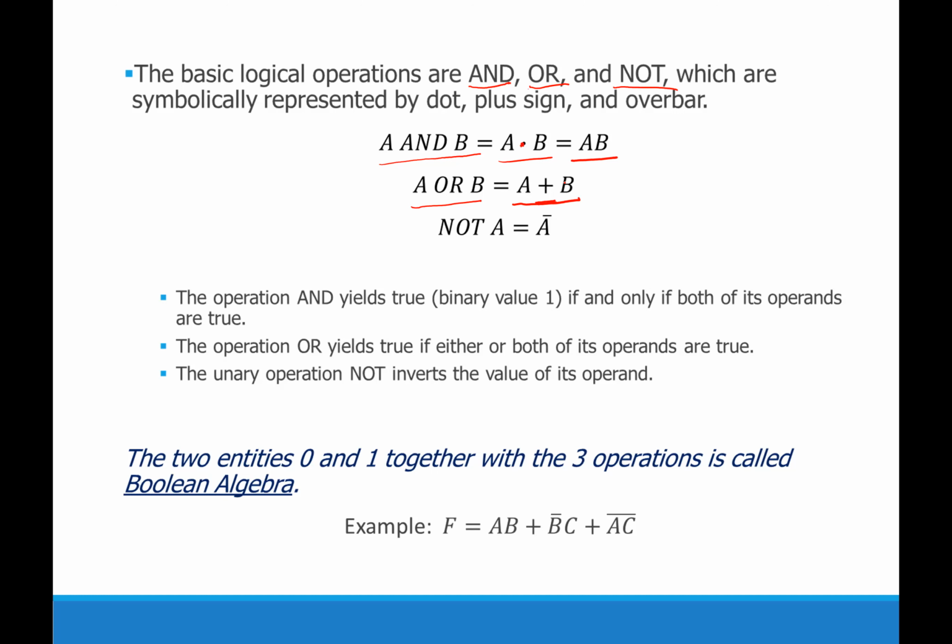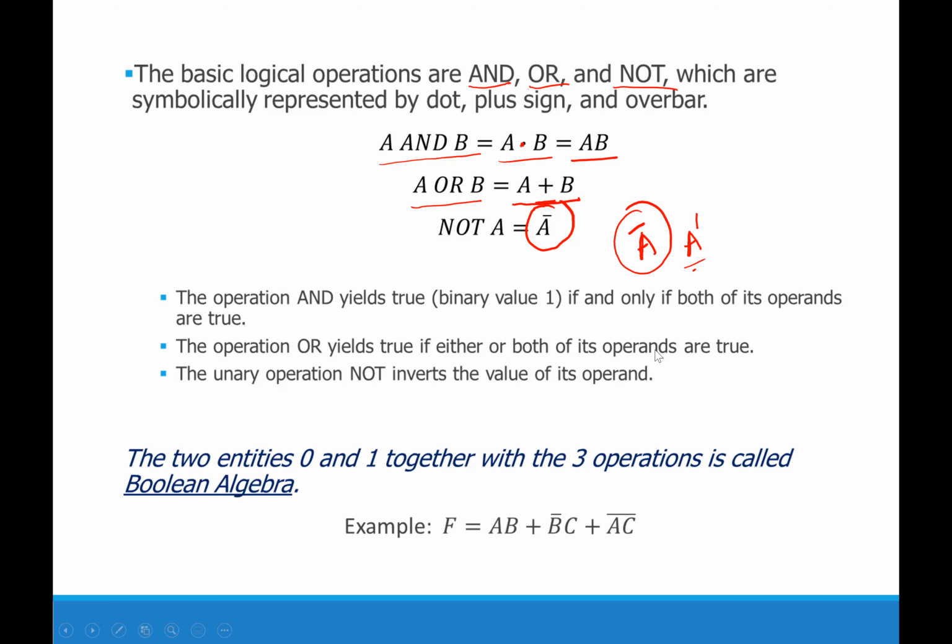Now, what's the final one? That is called the NOT operator, NOT A. By using this symbol, we represent the NOT operator. That is called A bar. In some books, you can see we represent the NOT operator by using this notation. Both are okay. In this class, normally we are using this notation for the NOT operator. Any doubts so far?